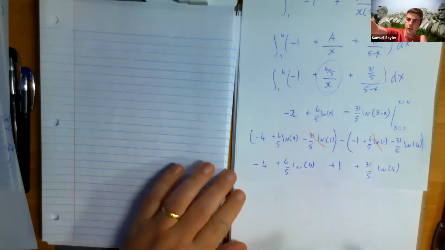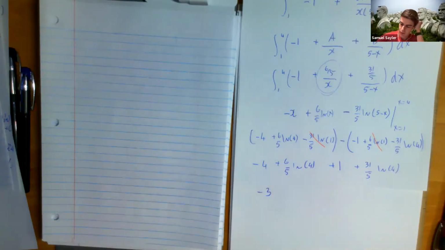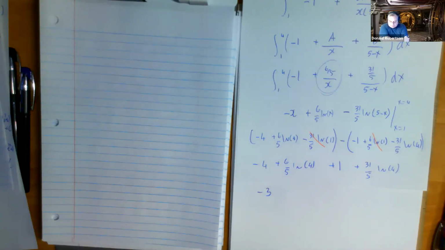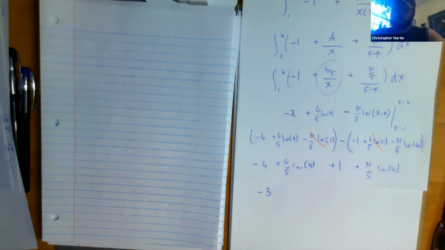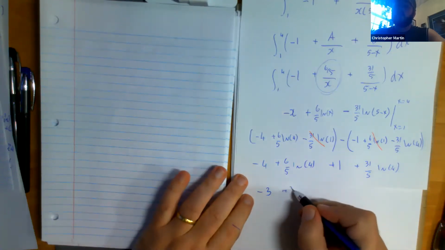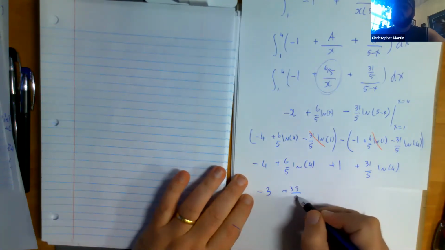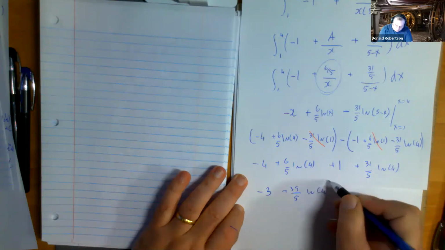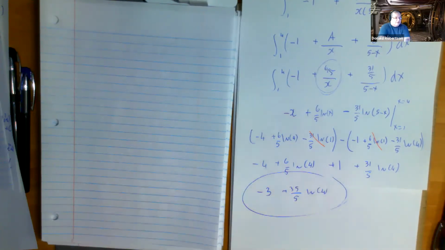Add the 1 to the -4. Anything else? Make it 37/5 natural log of 4. Would you agree that's probably as good as that's going to get? At least it's a lot nicer. Right.